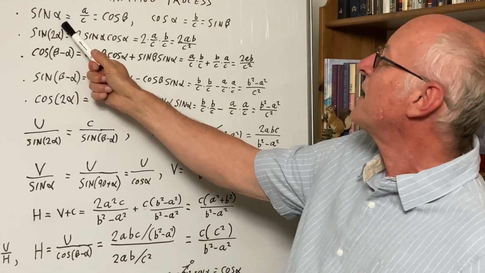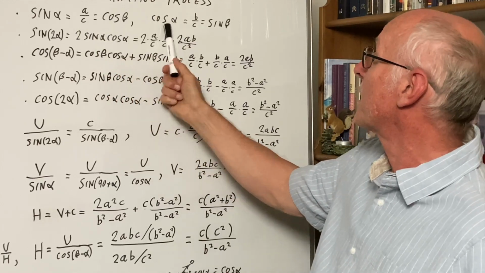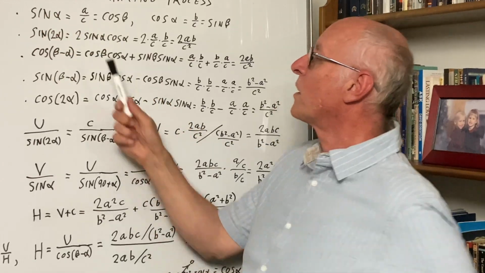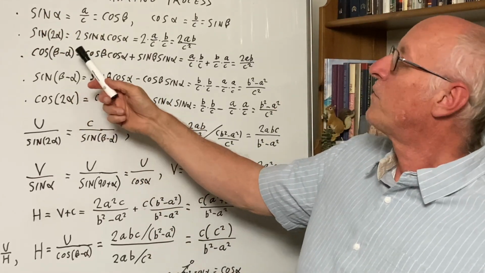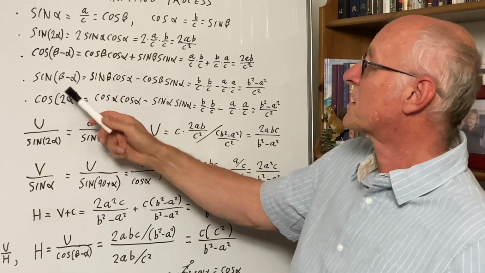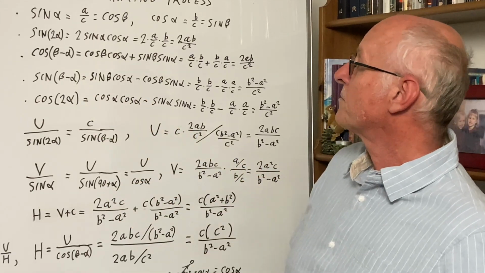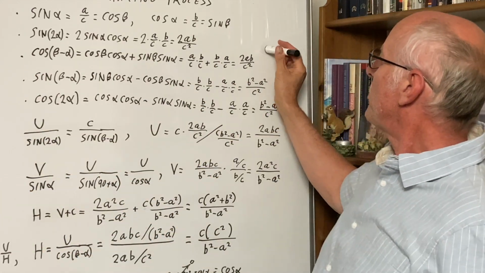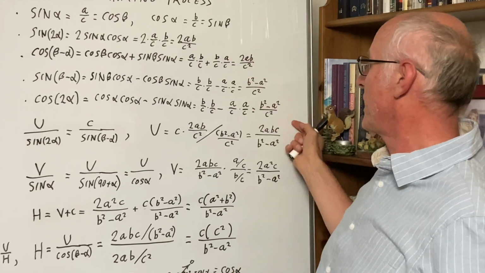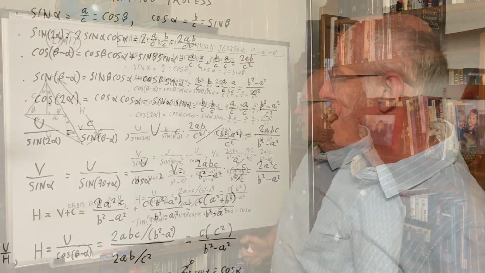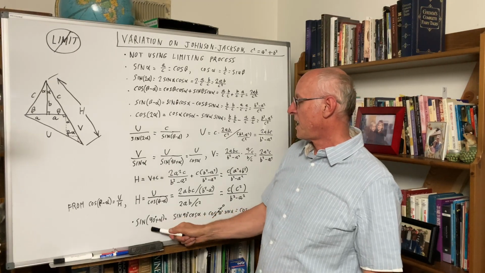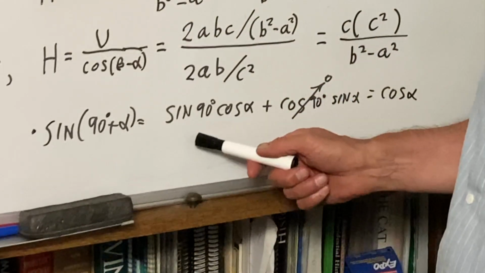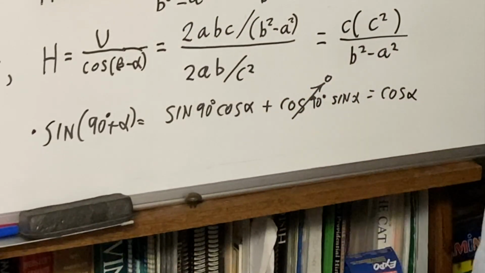Also, we have sine alpha is a over c, which is cosine beta, and cosine alpha is b over c, which is sine beta. Then we have our double angle formula and our difference angle formula for cosine as well as sine, as well as cosine 2 alpha. We plug in the ratio versions and this is what we get. We've done that previously. And we'll also need to use sine of 90 plus alpha. That's cosine alpha.